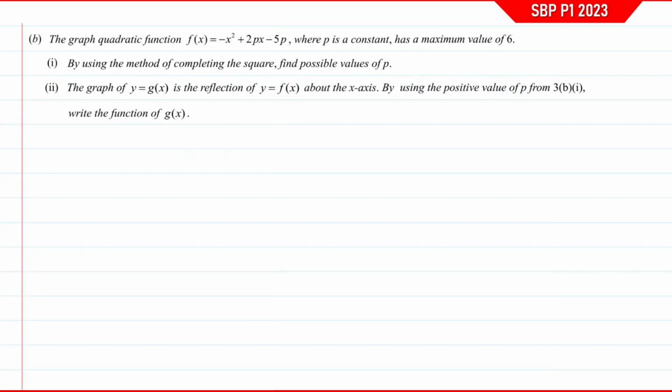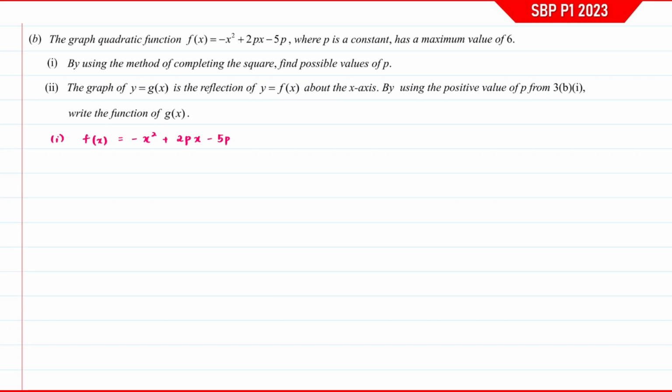Question 3B. The graph of the quadratic function f(x) equal to negative x squared plus 2px minus 5p, where p is a constant, has the maximum value of 6. 1. By using the method of completing the square, find the possible values of p.